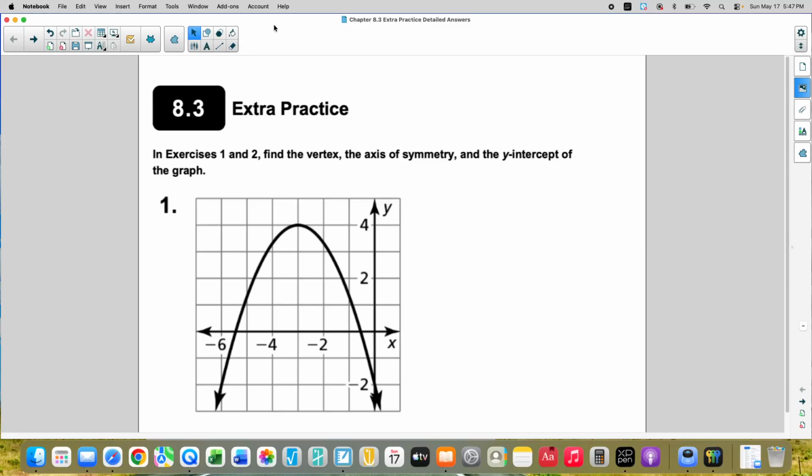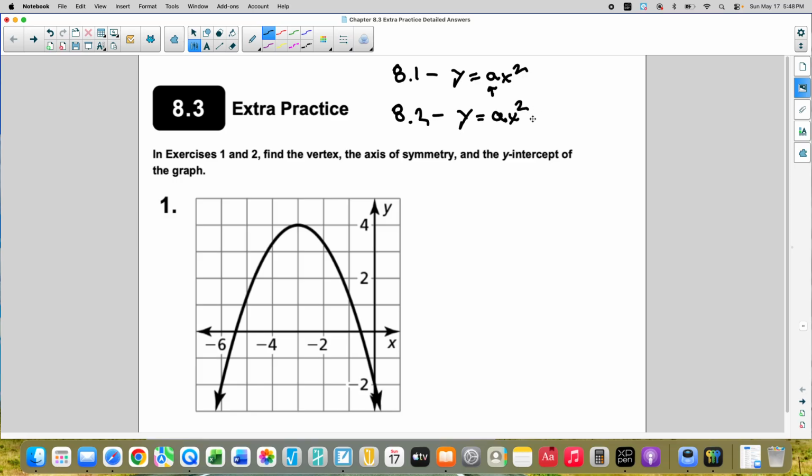This is section 8.3. Now we are going to... 8.1 dealt with y equals ax squared. So we just talked about the shape of the parabola, whether it was shrunk or stretched. 8.2 introduced the y-intercept and the c value, and that moved it vertically. It had a vertical transformation, so it just moved it up and down. And 8.3 is going to now move it left, right, and up, down.